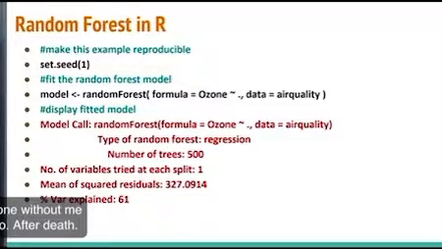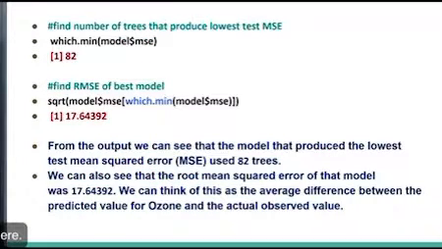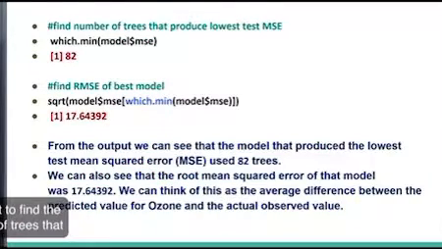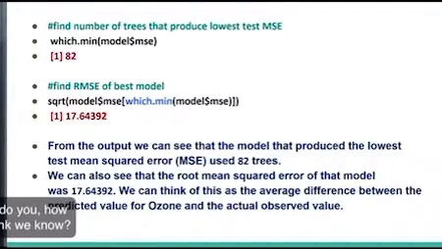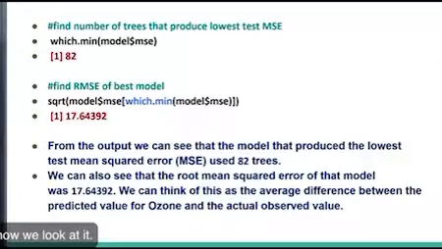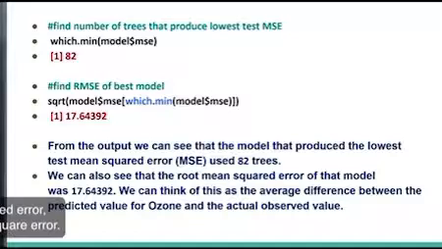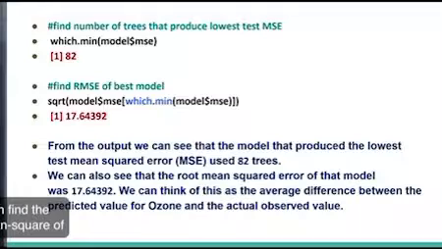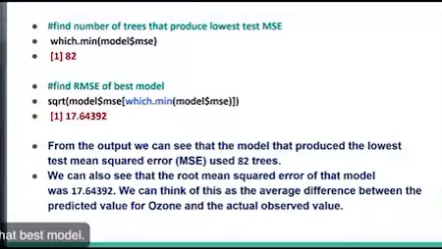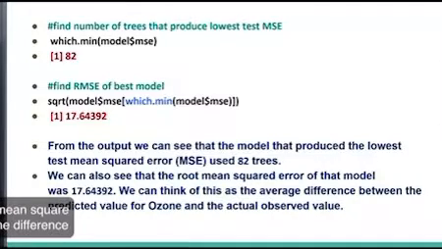Okay, so after that, we want to find the number of trees that produces the lowest test MSE. It is not going to be all the trees that were suggested initially. How many of them? 82. And how do you think we know? If you look at it, we're using mean square error. Then we can find the root mean square error of that best model. Let me tell you the difference between the mean square error and the root mean square error. It is the same difference between the variance and the standard deviation.